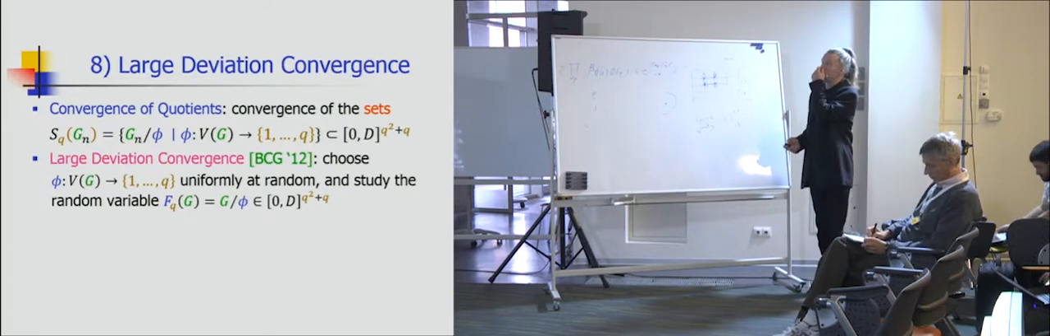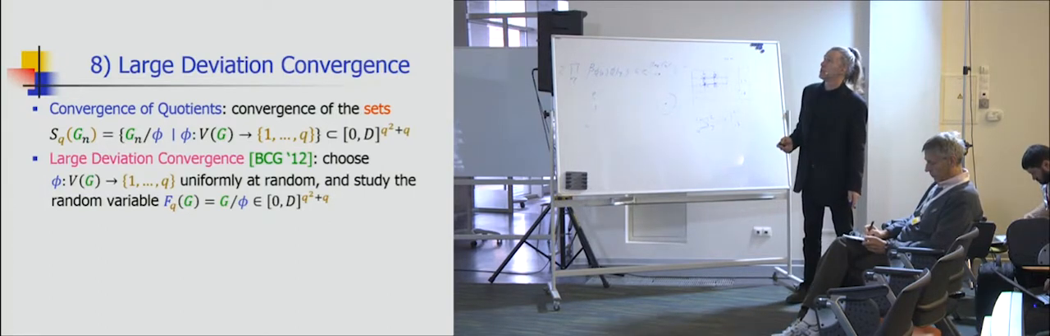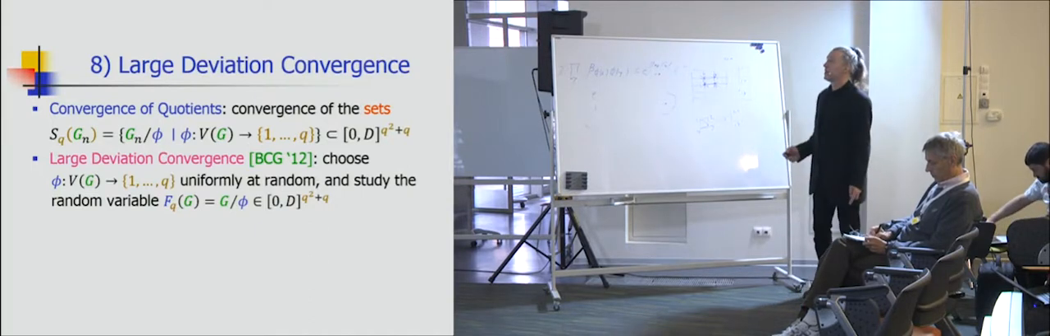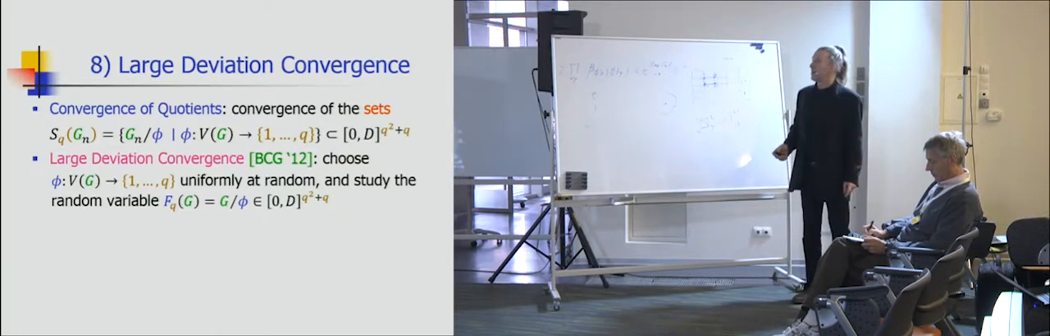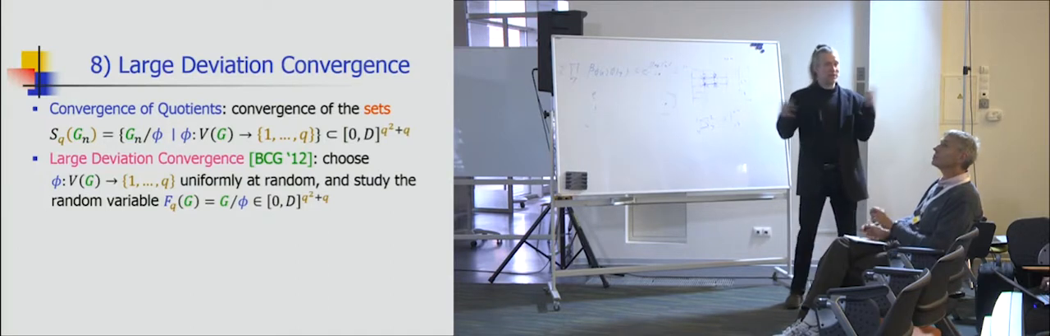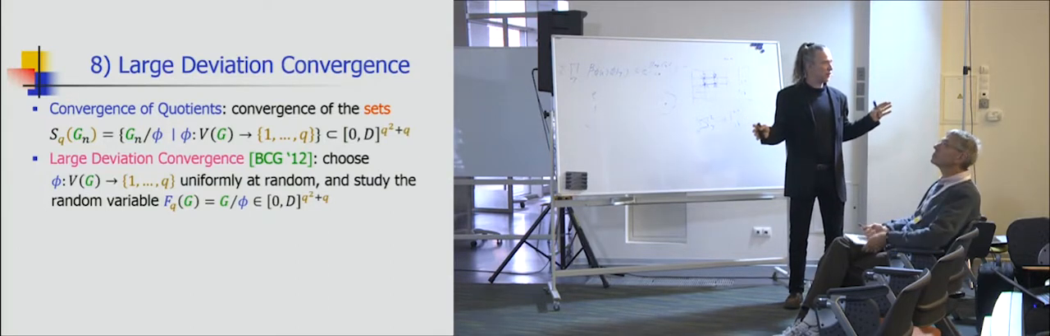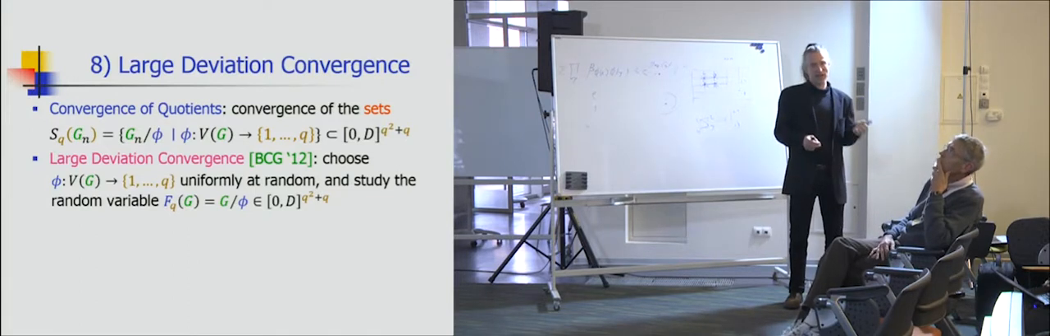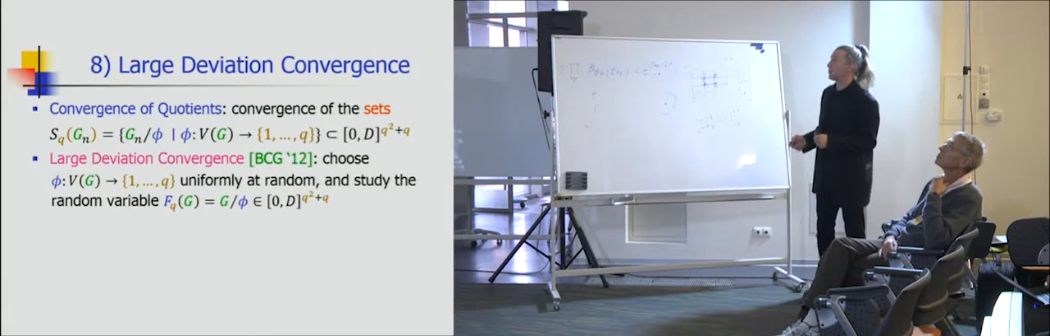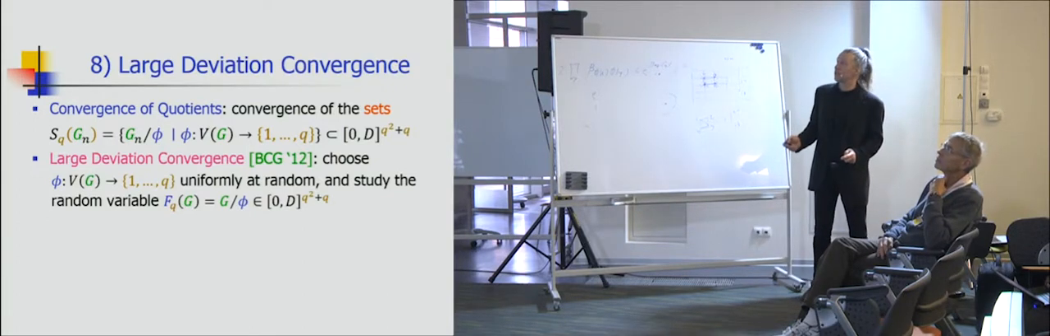Now, what we want to do for large deviation convergence: let's choose this coloring uniformly at random and study the random variable. So you have a big graph, you randomly color it with Q colors, and you look at what weights you get. What is the probability that a random vertex is red, green, or blue? What is the probability that a random edge is colored red-green, blue-red, or whatever? And you study this random variable, roughly F_Q.